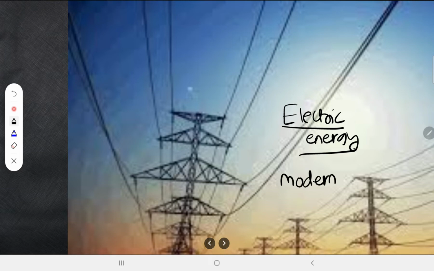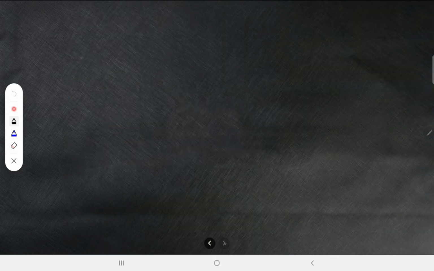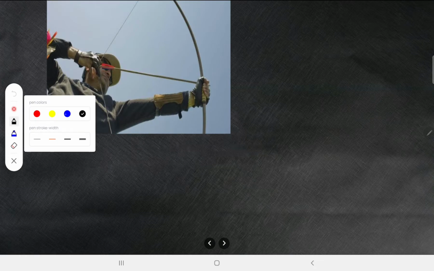This is also known as what? Modern source of energy. Because of this only we are able to produce heat, we are able to do work. So many things are there because of this electric energy. All right, now look at this. Here other types of energies are also there.